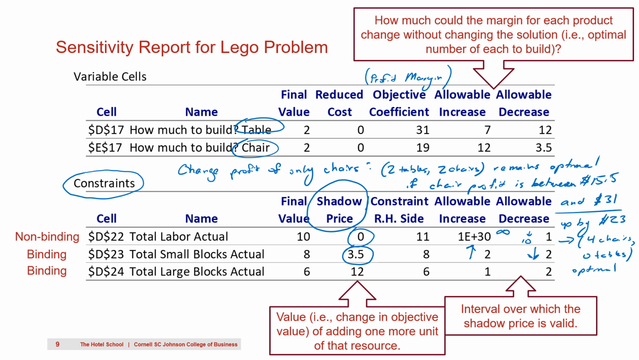And with large blocks, they are worth $12 to us. We'd be willing to pay $12 for 1 large block, or sell 2 small blocks or 2 large blocks for $12 each. So that's how you would interpret these constraints. We would use the word non-binding for a labor constraint because the shadow price is 0. If it has a non-zero shadow price, those constraints are going to be binding.